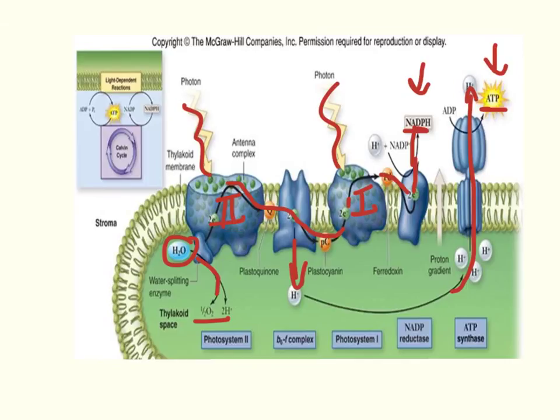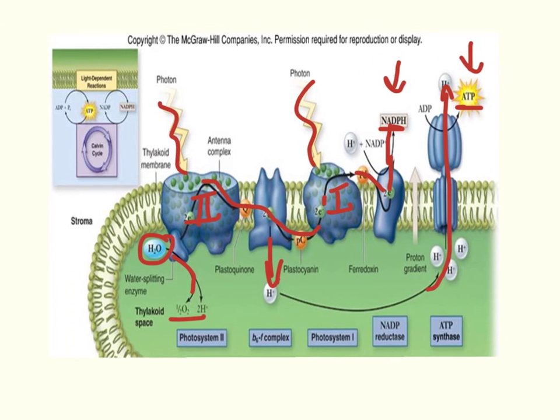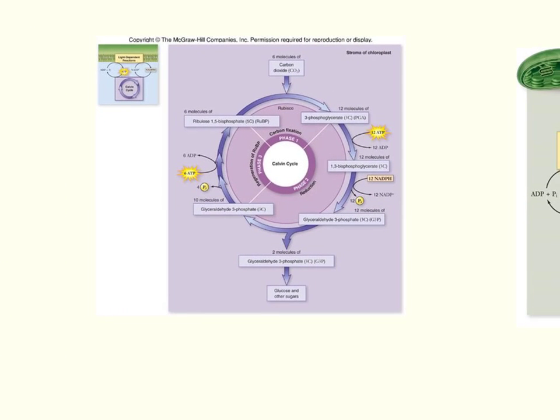Oxygen gets released by the plant to our benefit, and the ATP and NADPH are now holding energy that can be used to run the light-independent reactions. So the light-independent reactions actually take that energy and grab carbon dioxide gas and take that carbon and convert it into an organic molecule. So let's look at that.